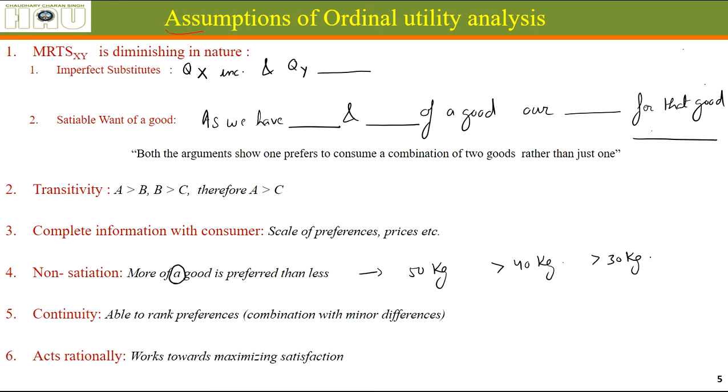Now, assumptions of ordinal utility analysis. What are the assumptions? In economics, nothing can be studied in free form. There are always assumptions to get some healthy conclusions. Otherwise, there are many uncontrolled variables which we cannot study. To make a study possible, we need to make assumptions. Why is marginal rate of substitution, MRS, also called marginal rate of technical substitution, we can write them both ways, diminishing in nature?